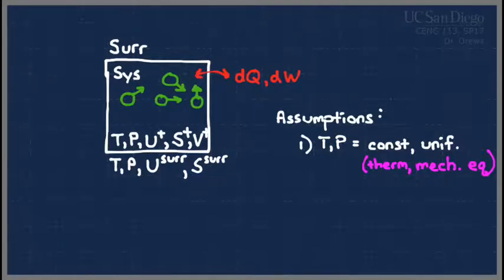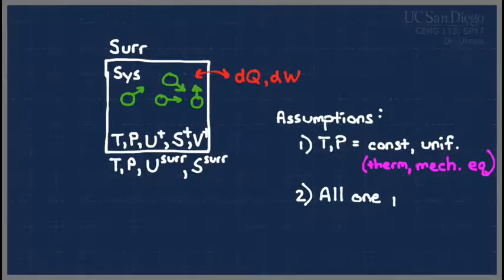The next assumption is not an assumption that we have to actually make. It just makes our lives a little bit easier when we do the math. The other one is that everything is all one phase.